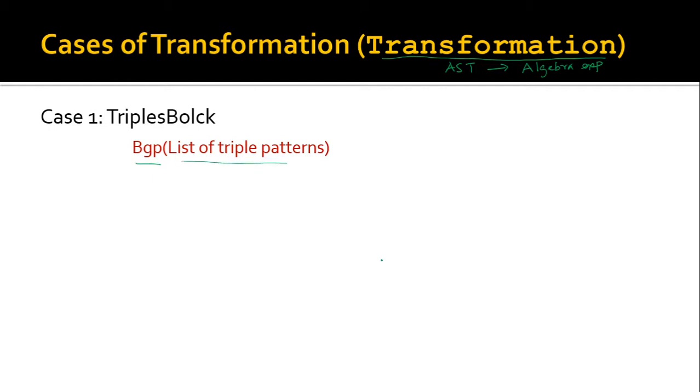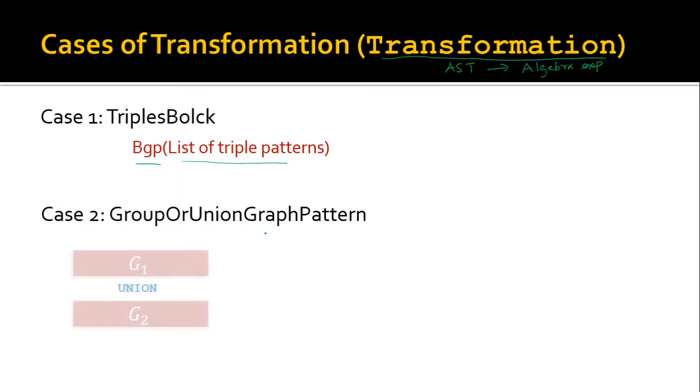So BGP triple pattern 1, BGP triple pattern 2, and so on. So this is our case 1, right? Now our case 2 is group or union graph pattern. So what is the form of this? The form of this is G1 then union G2, right?